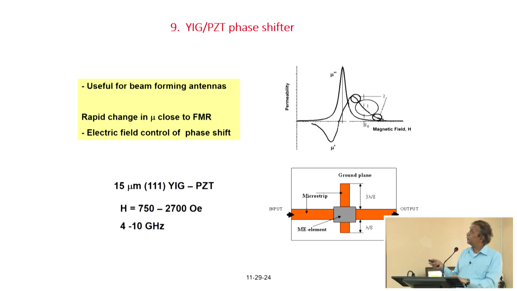But I don't want to spend too much time. We are running pretty close to my time limit. So, with YIG PCT, you can apply an electric field and change the phase and then do the scanning with this kind of device.